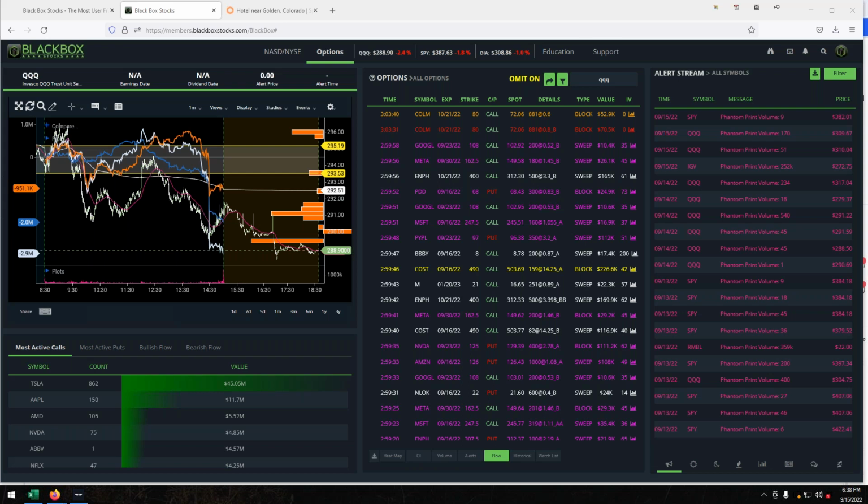So I think it's best to start with what is a phantom print. It's a dark pool print that is outside of our trading range. We do a 24-hour look back. So not only are we looking at where we've currently traded, but we go back another previous day, and anything that's outside of that range is going to be flagged a phantom print.